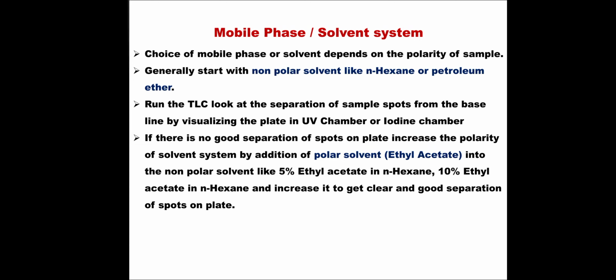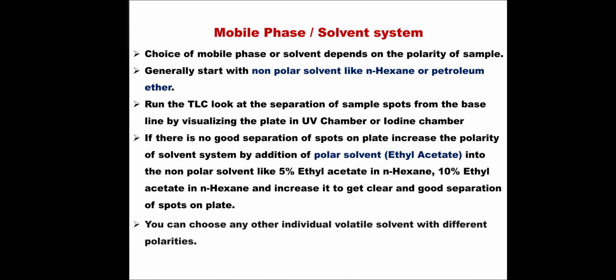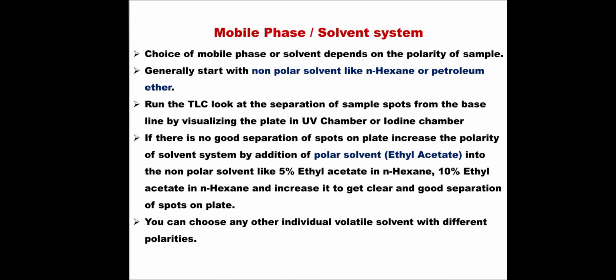Or if you are not getting clear separation, then we can go for 10% ethyl acetate in n-hexane, or if we still do not get it, you can keep increasing the polarity of the solvent to get a clear and good separation of spots on the TLC plate. Or you may choose any other individual solvent which is volatile in nature, for substances of different polarities.